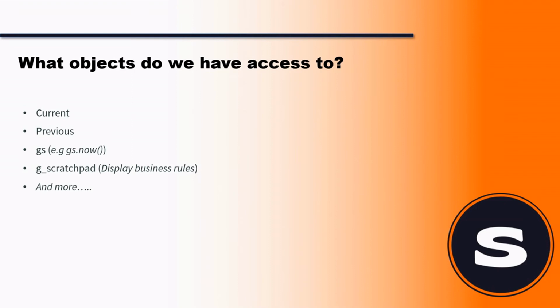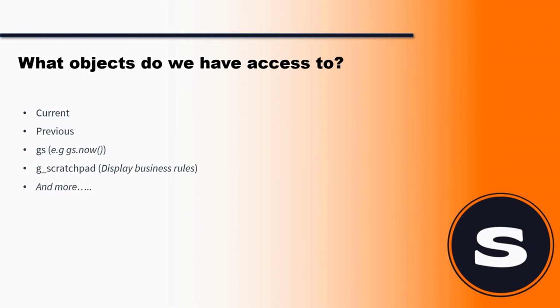We've also got access to Glide Server, so GS. Again, there are multiple different methods that you can use. I'm giving you an example. You might have seen gs.now, which is the current date and time. We've got access to G Scratchpad. So this is really useful, and this is where it all starts coming into play. It allows you to start thinking of solutions, knowing different bits of information now, whereas before you might have been constrained to doing one way because you only knew one way.